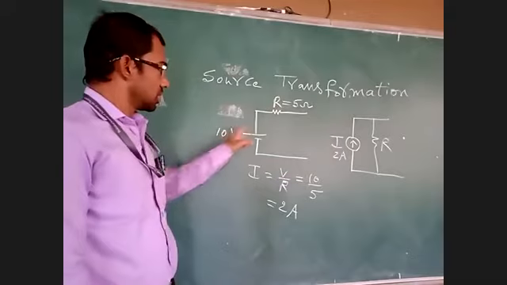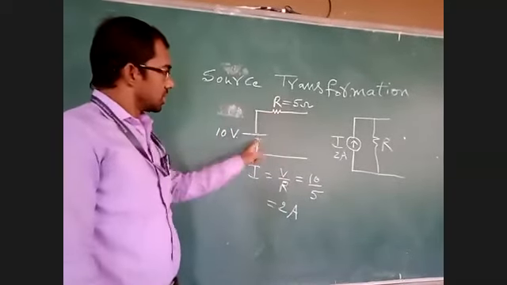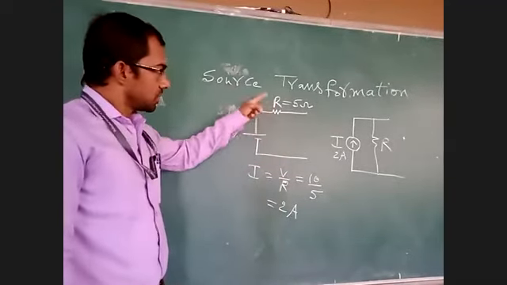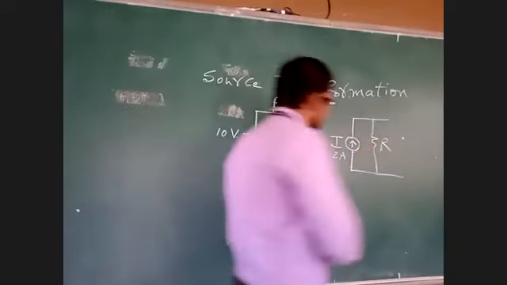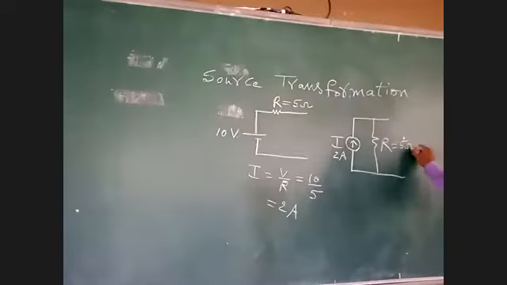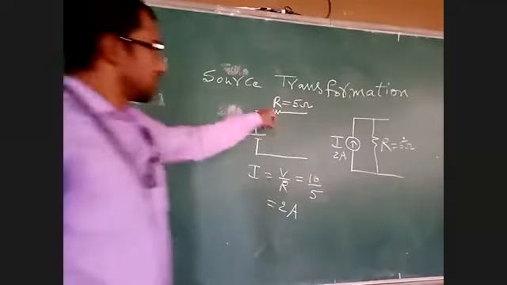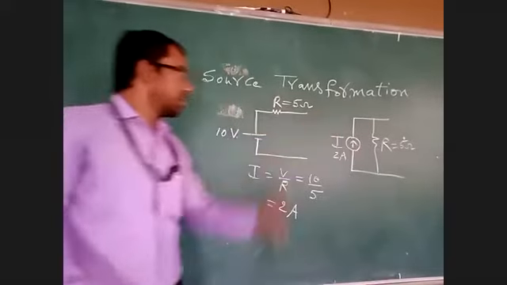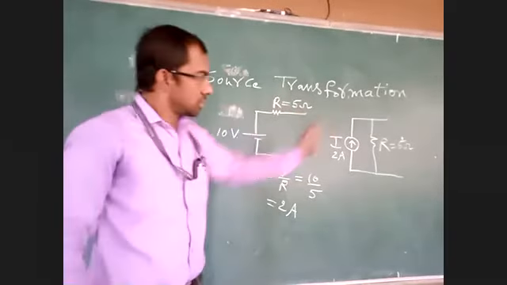After this, voltage is converted to current. Now what about the resistance? Whatever the resistance that is connected in series, the same resistance should be in parallel with the current source. We should not change this resistance value. The same resistance we have to keep in parallel with the current. In this way, we are converting the voltage source to current source.